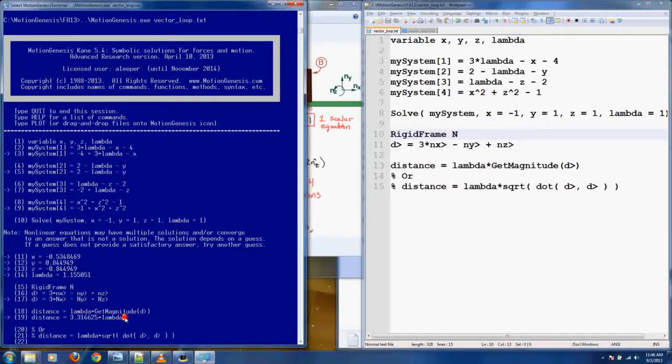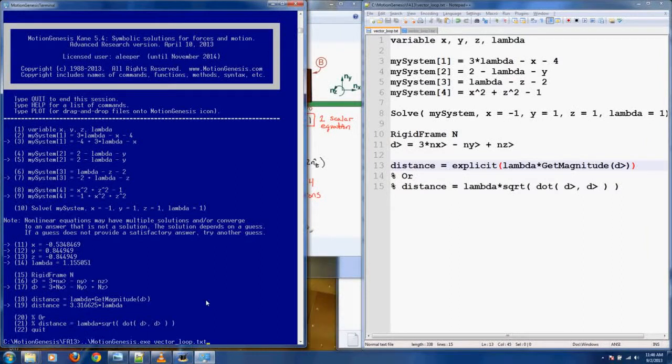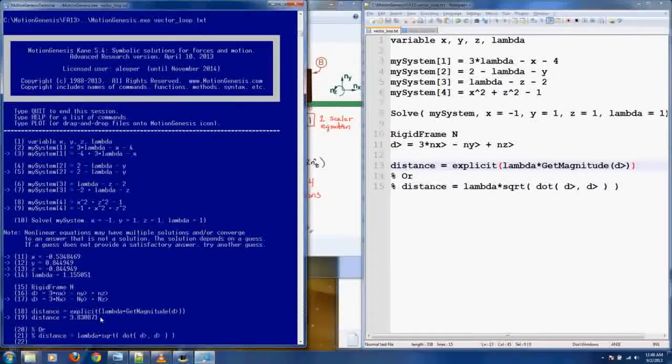So if you actually want it to explicitly give you the result of this, we can come back over here and say, okay, what I really want is for you to explicitly evaluate this. So again, I type quit, run it again, and now it's giving me the answer, which is 3.83.